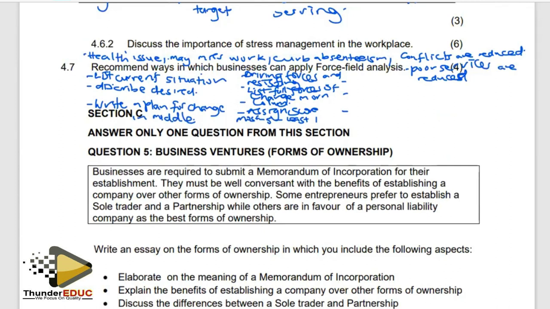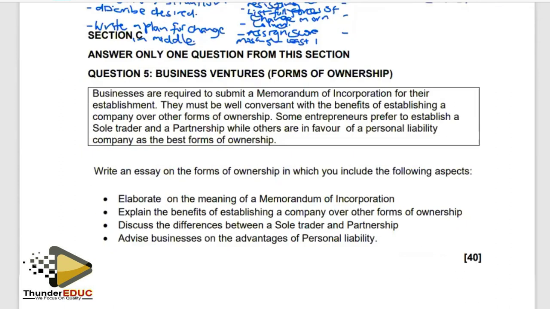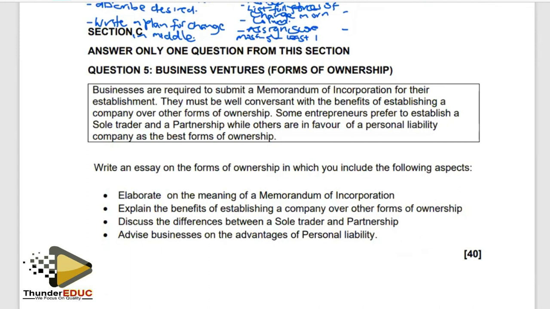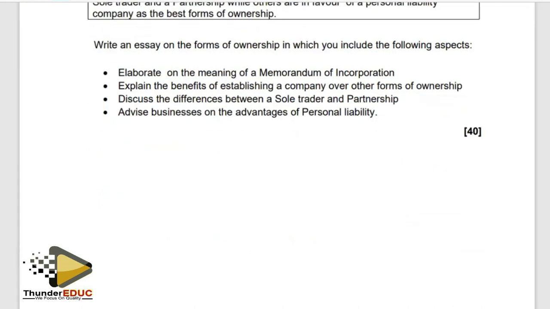Look at this. We have question number 5, from the section on business ventures. Any essay question has some important aspects that we must always consider when answering it. Any essay question must have an introduction. We must give our essay question an introduction. Write it on your answer sheet. After numbering the question number five, write the word introduction.